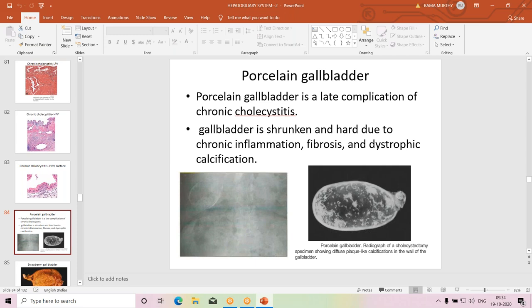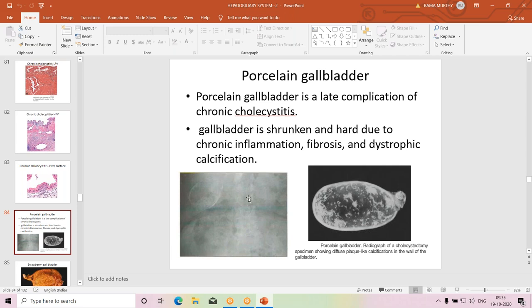calcified. You can see here, in the right side picture, a plain X-ray of abdomen, which shows on the right side the gallbladder. The outline of the gallbladder is visible in plain X-ray. This is because of calcification. A cyst-like structure is there in the plain X-ray of the abdomen, and the wall is visible, radio opaque, because of calcification of the gallbladder. So calcification of gallbladder is known as porcelain gallbladder.